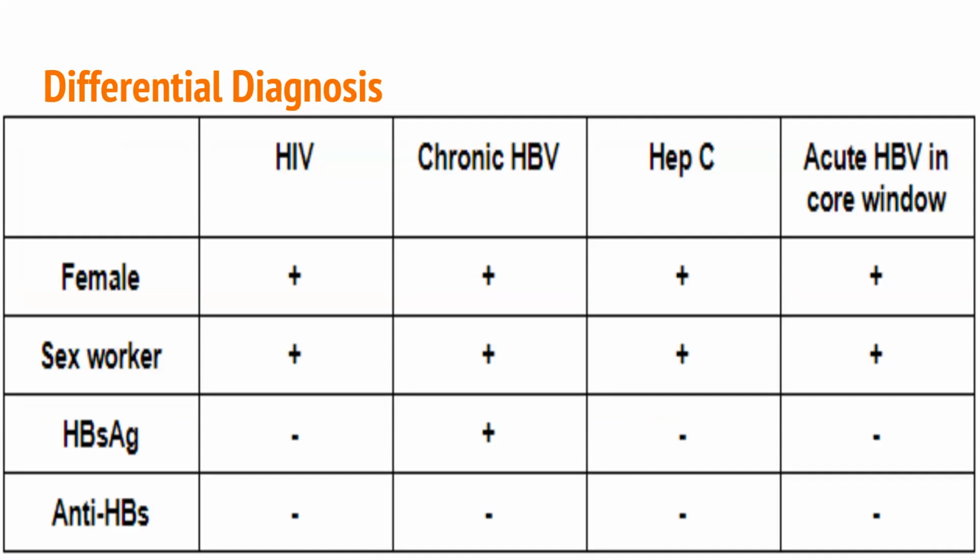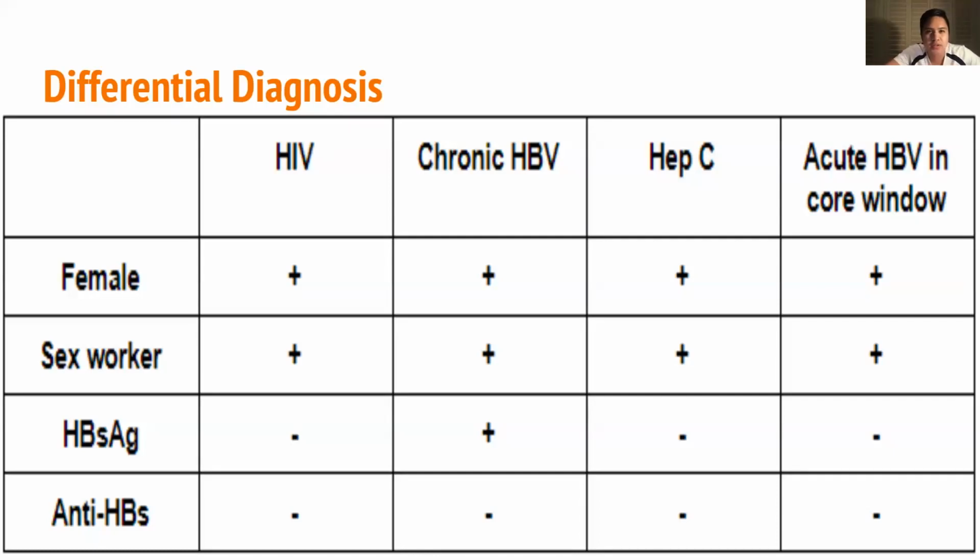Okay, so our diagnosis was acute HBV in core window. One possibility, however, is that the patient was not infected with HBV at all, since all we have is the HBsAg and anti-HBs result. Yes, that's what I'm about to say too. So that could be one interpretation, that the patient does not have HBV.